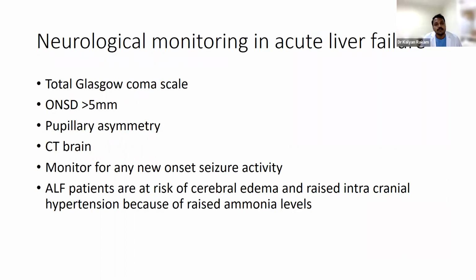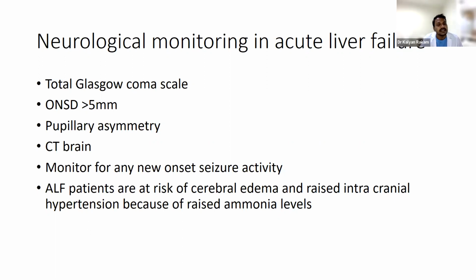So for neurological monitoring, how can a bedside nurse monitor the neurological status in acute liver failure? First thing, the total Glasgow coma scale. Apart from the West Haven classification, the other thing they can do at the bedside is to look at the Glasgow coma scale. The maximum score is 15. If there is any drop in the score, that is also an alarming sign.